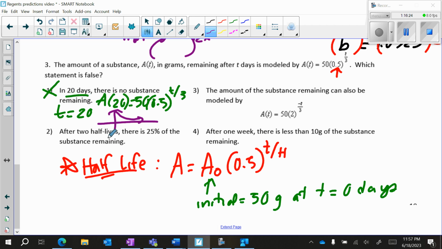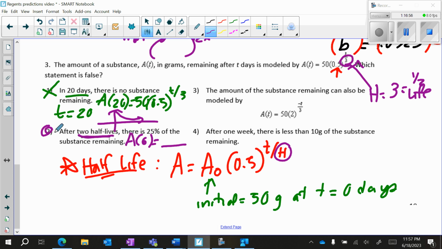Okay, number 2. After 2 half-lives, there's 25% remaining. So 2 half-lives would mean you have to know what the half-life is. Remember, it's t over h. The denominator of the little fraction is the half-life. So the h here is 3. There's a little 3 here. So 2 half-lives would mean 6 days, so you have to plug in 6, a of 6. If you plug in 6, is there 25% of the substance remaining? I think this winds up being the answer because you wind up getting 25% of 50 remaining.